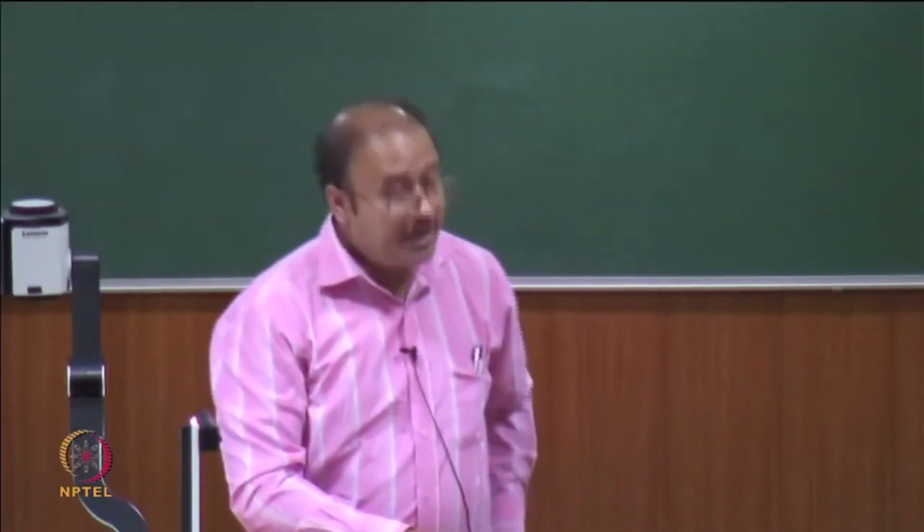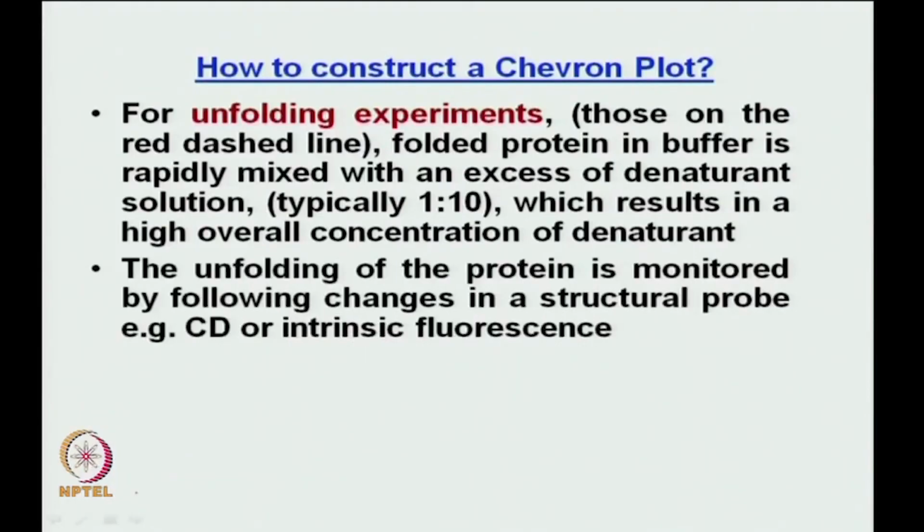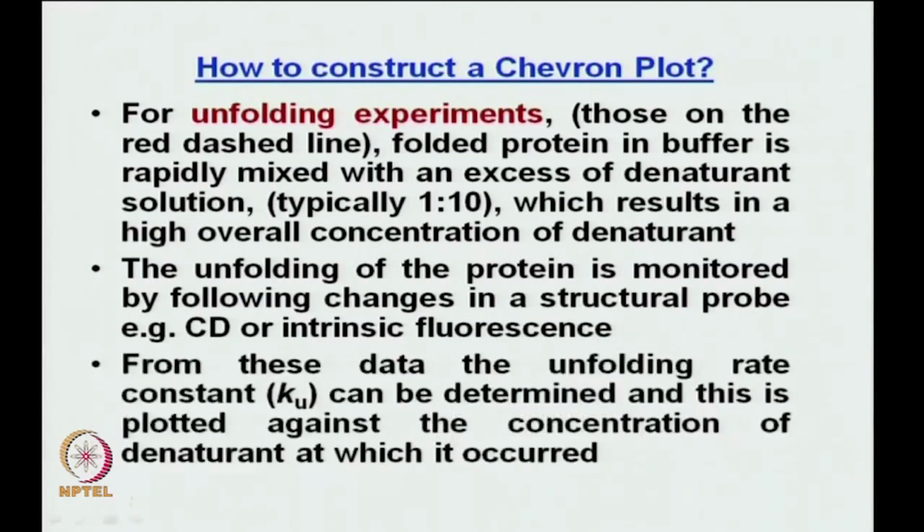Okay. So, then if this is your unfolding experiment, how would you do your folding experiment? The folding experiment would be just a reverse, but before going there, what it says is, how would you monitor this? You would be monitored by some type of signal. It is an optical signal, it can be fluorescence, it can be CD, it can be just simple absorbance, something else. So, from these data, the unfolding Ku can be determined, and this is plotted against the concentration of denaturant at which it occurred, right. So, this concentration of denaturant is a final denaturation concentration.